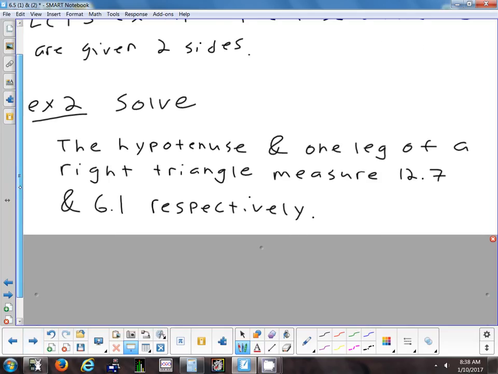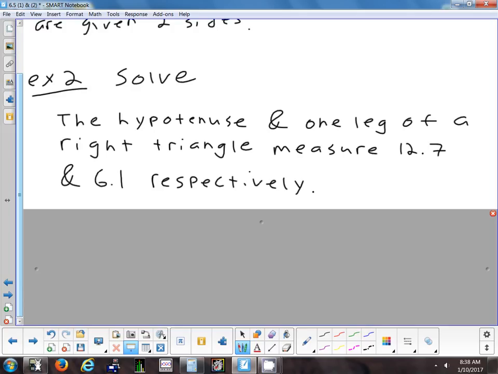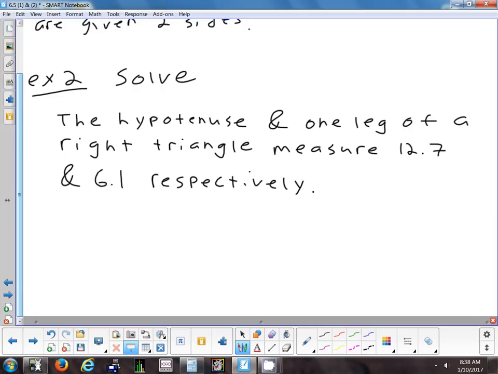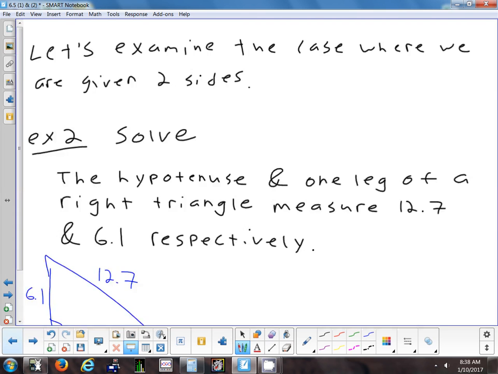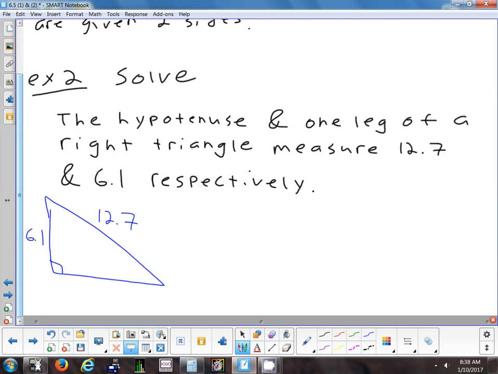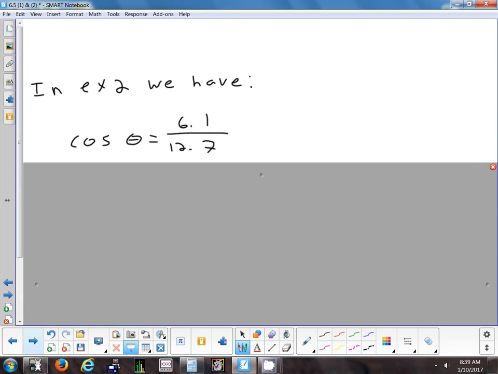Okay. Now, if they just told me you have these two sides in a triangle, these could both be legs. I don't know. But this time they did tell me one is a leg, one is a hypotenuse. All right, so let's make a sketch. It doesn't matter where you put the 6.1. And it doesn't matter where you put the 12.7. All right, and now I'm going to set this up. So we've got, let's see, I want to set it up so that happens.